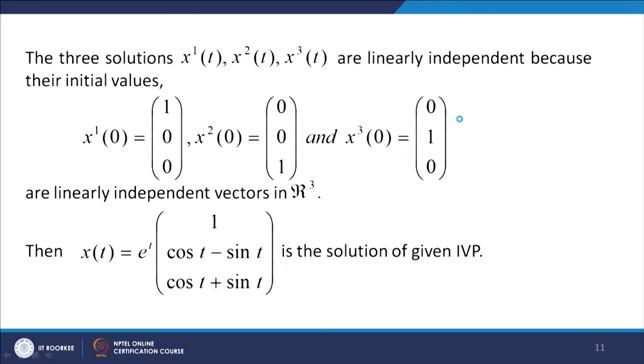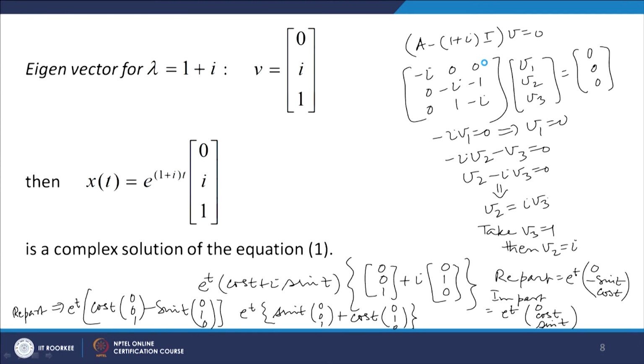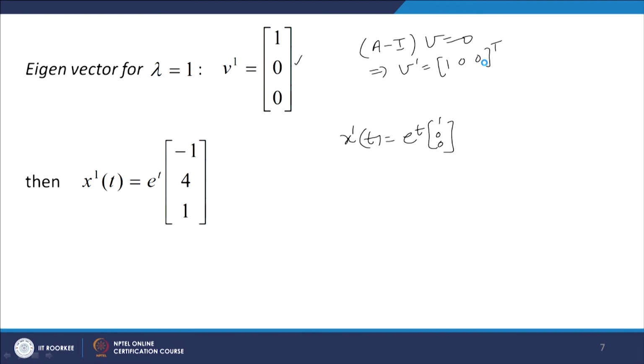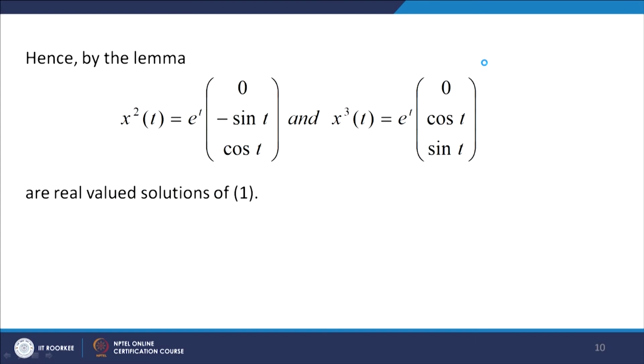The three solutions x1(t), x2(t), x3(t) are linearly independent because of their initial values. Let us calculate their values at t equal to 0. You can see here x1(t), when you put t equal to 0, gives you 1 0 0, and here when you put t equal to 0 what you get is 0 0 1, and here you get 0 1 0.